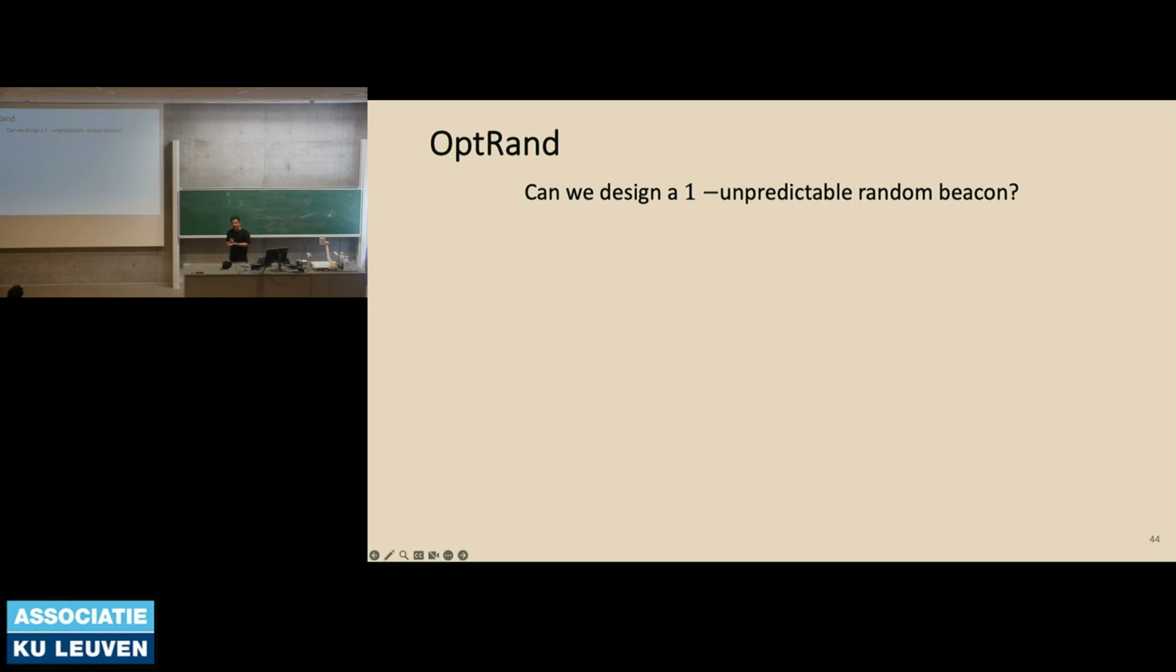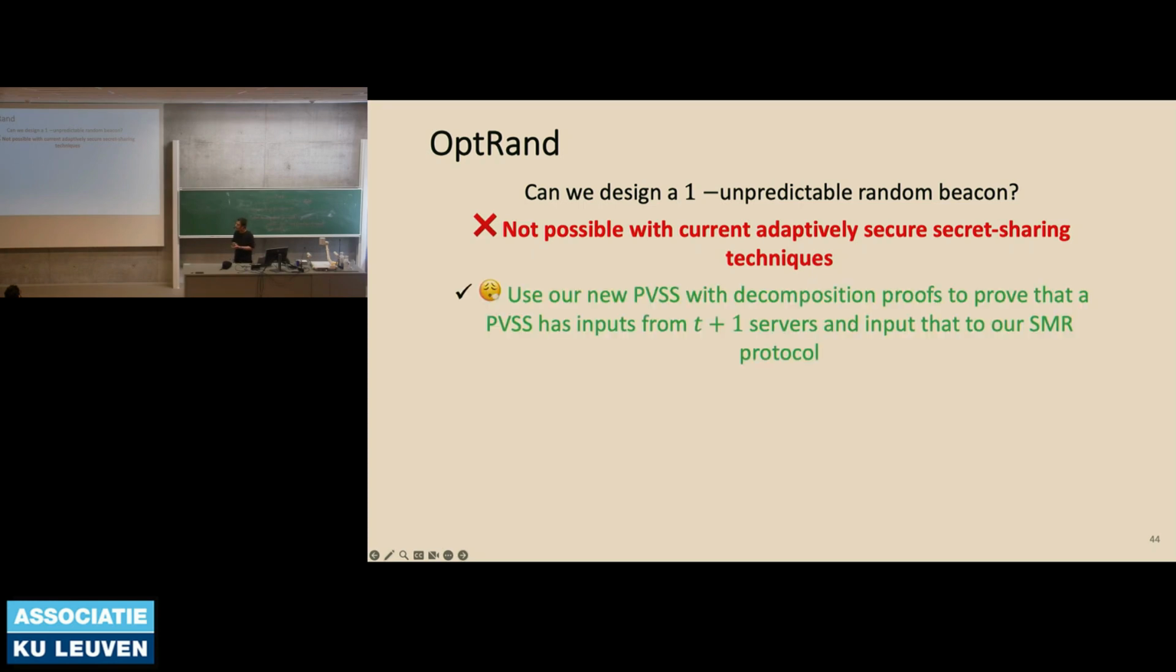we were dissatisfied. We wanted one unpredictable random beacon with always n square communication complexity. We didn't want this f business. So we were kind of unhappy with the f, right? We were reading more papers, more PVSS schemes, maybe something possible. No, unfortunately, with the existing secret sharing schemes, we were kind of stuck. So we needed something else, right?